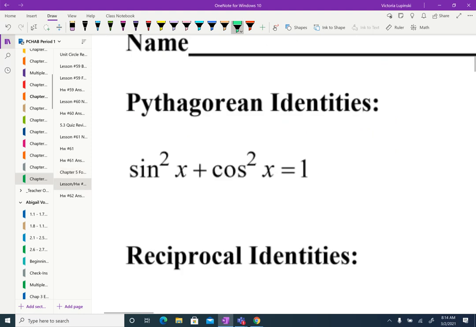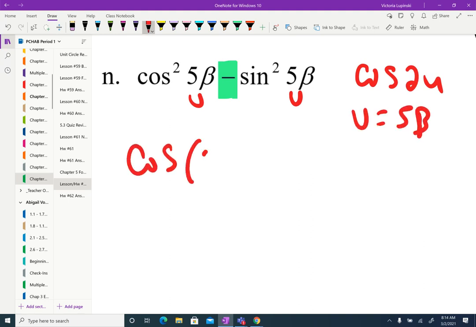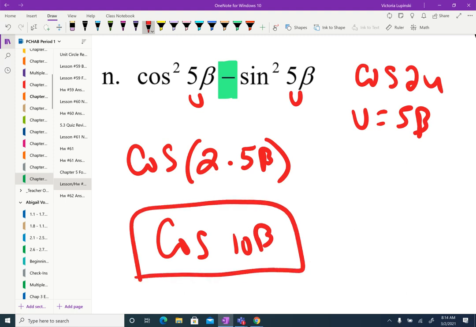So if you're looking for the cosine of 2u, you have to realize that u is equal to 5 beta. So this becomes the cosine of 2 times 5 beta, which is equal to the cosine of 10 beta. Anything that's left with a variable is obviously something you're not going to be able to calculate, and it's fine. Questions?